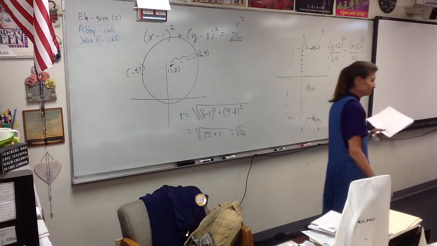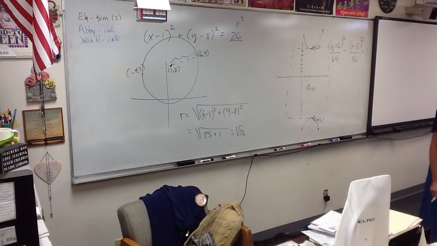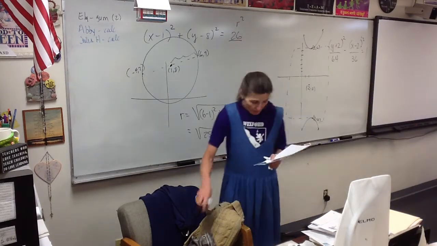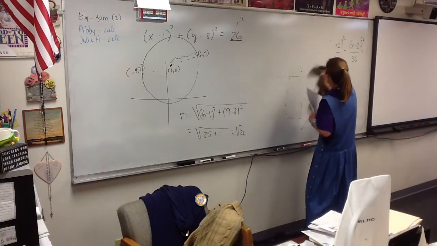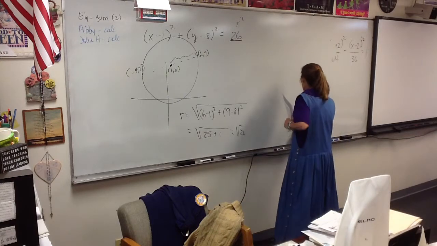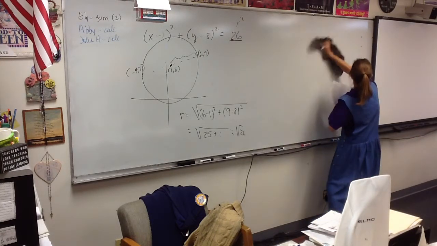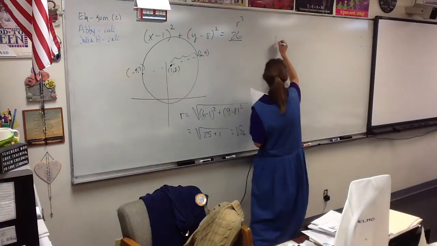Number 3. What's our strategy? We talked about this 2 days ago. We use the discriminant. So for letter A, we need b squared minus 4ac. And I'm completely honest with you. I will deliberately try to trick you. This is so easy, but you gotta pay attention. What's A, B, and C?